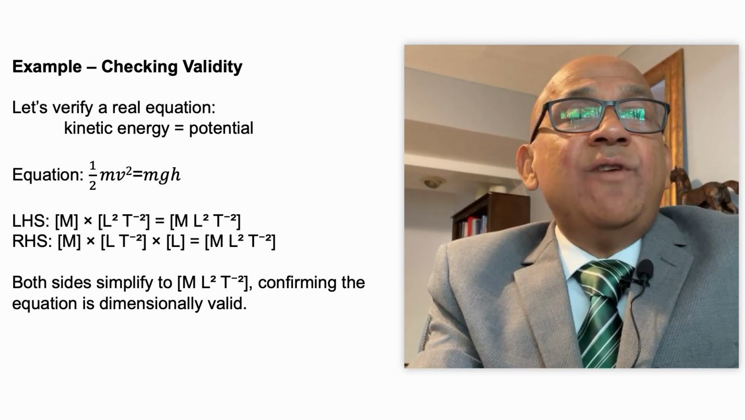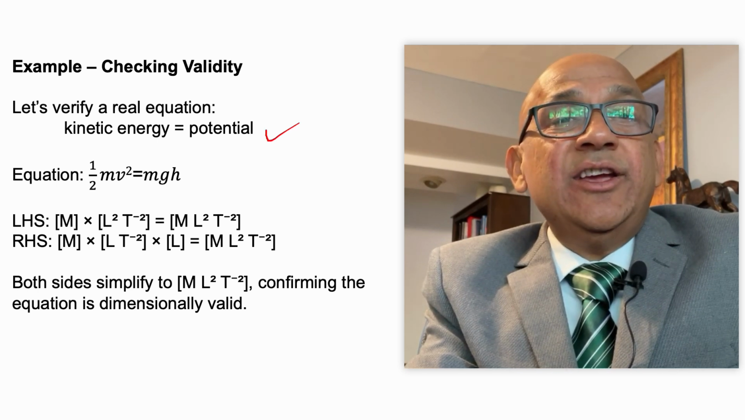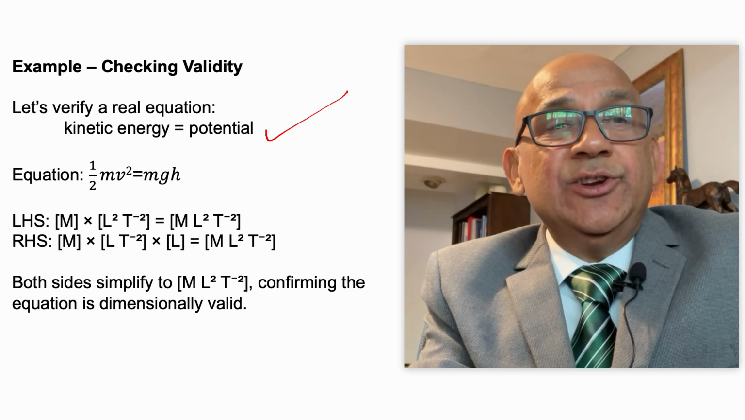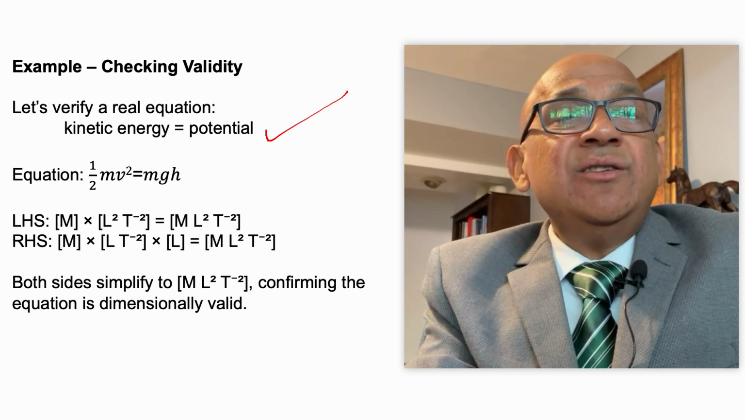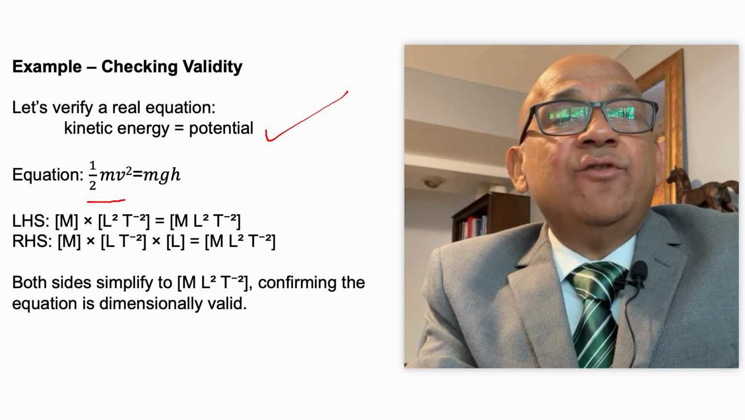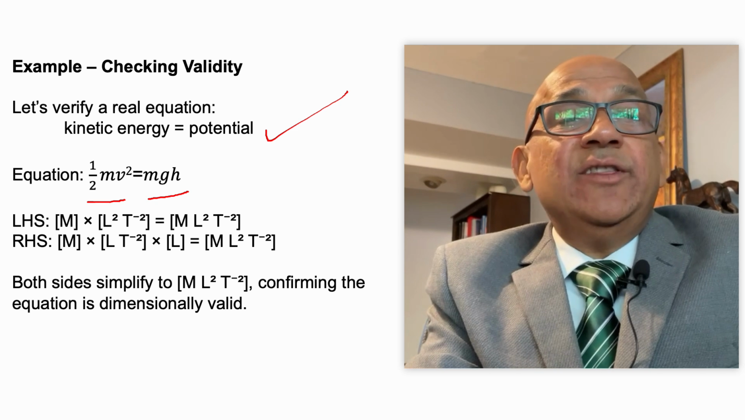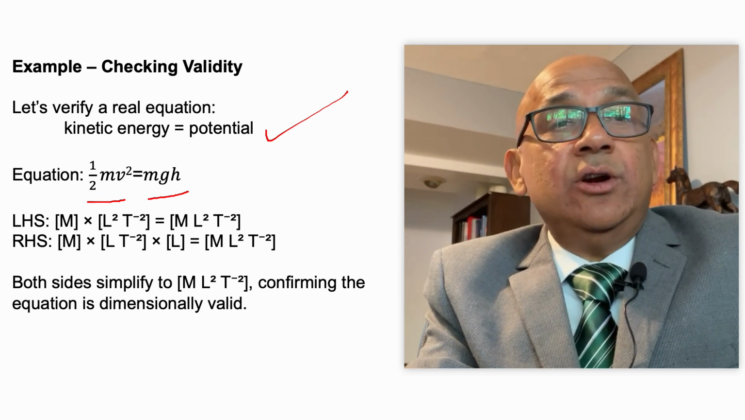So, let us verify a real equation, which is kinetic energy equal to potential energy. So the equation for kinetic energy is half m v square, and for potential energy it is m g h. So let us see whether the dimensions are consistent or not.